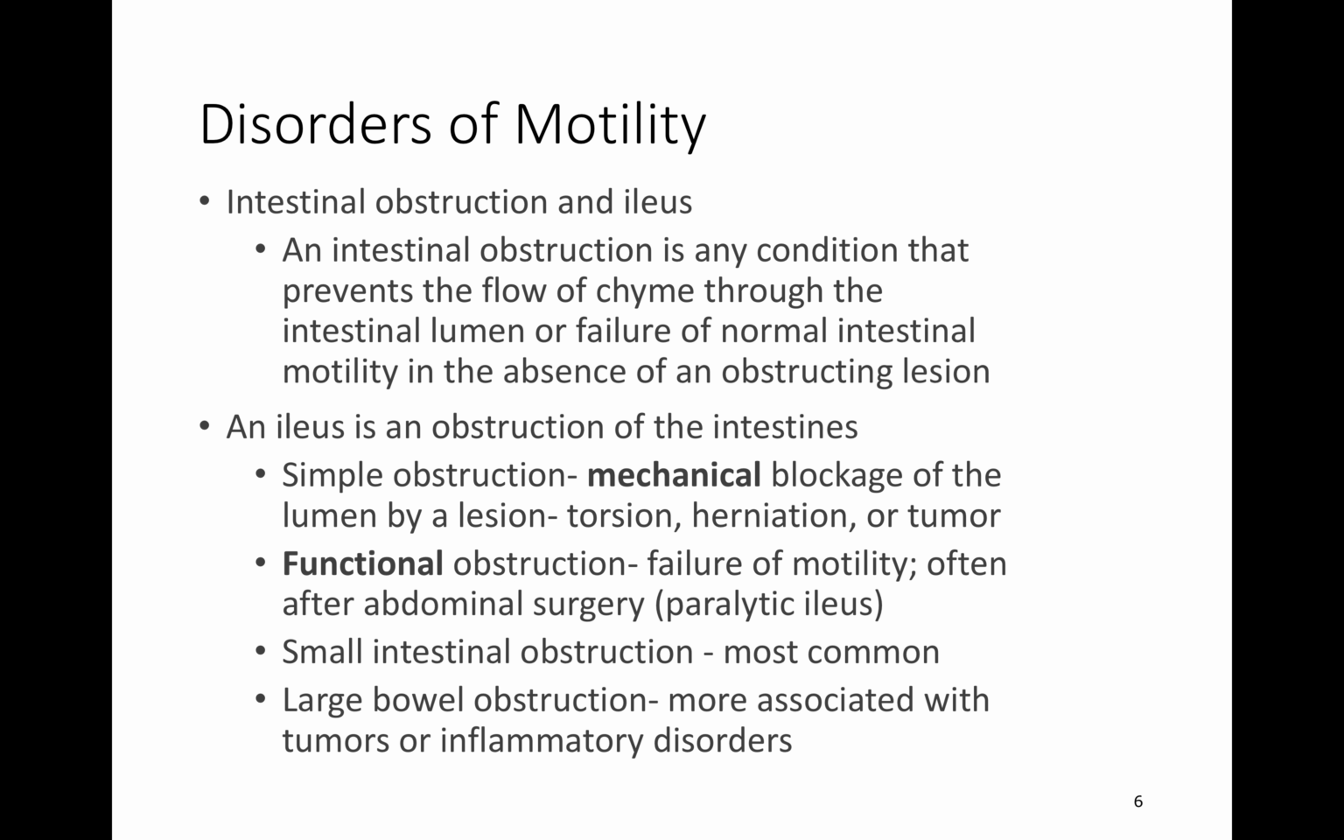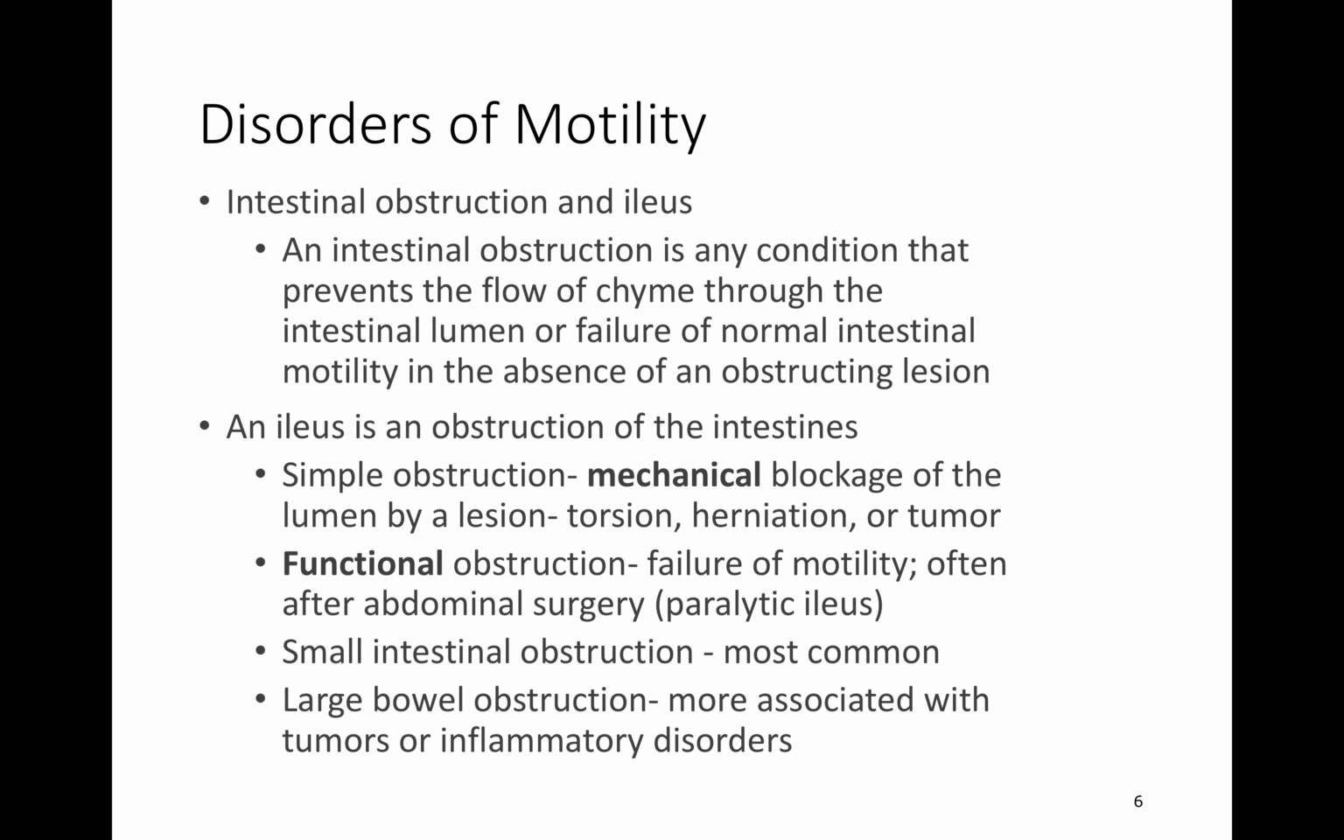A simple obstruction is a mechanical blockage of a lumen by a lesion. Torsion, meaning it's turned on itself or twisted. A herniation is an outpouching where part of the intestine is just collapsed. Or a tumor. A functional obstruction is failure of the peristalsis, a failure of the motility itself, often after abdominal surgery. And this one is very common.